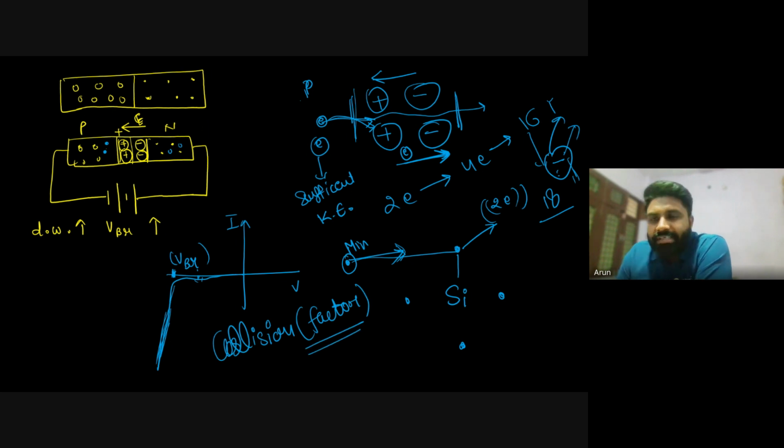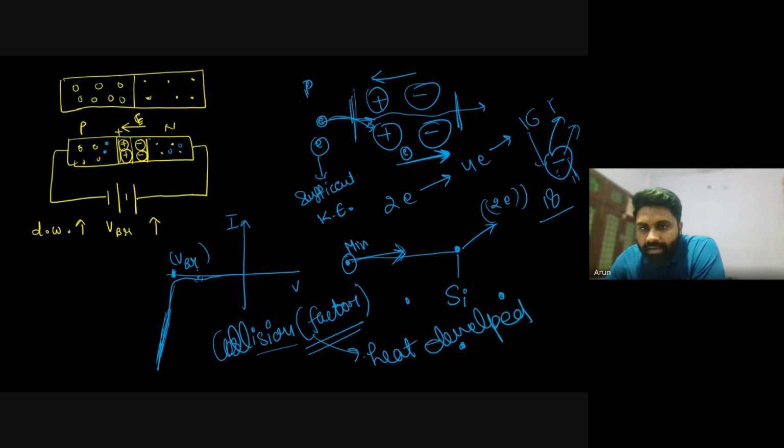And we know that you cannot explain each and every concept of semiconductor electronics by classical mechanics, by classical physics, because it involves some concepts of quantum mechanics. Okay? But we will try our best to explain it from classical physics. So this avalanche means a huge amount of electrons is possible because of the collision factor. And because of this collision, heat would develop.